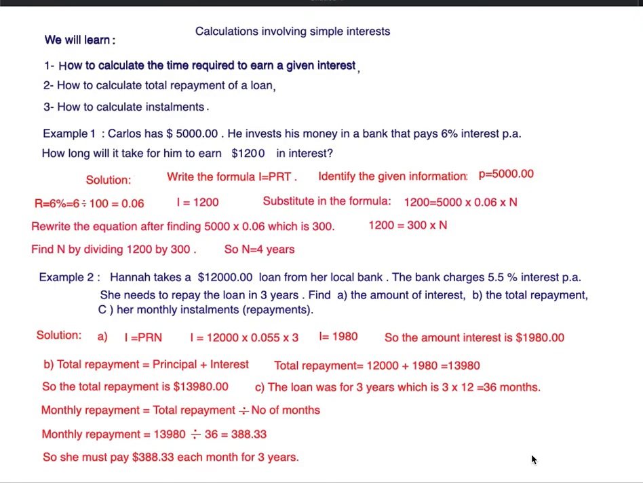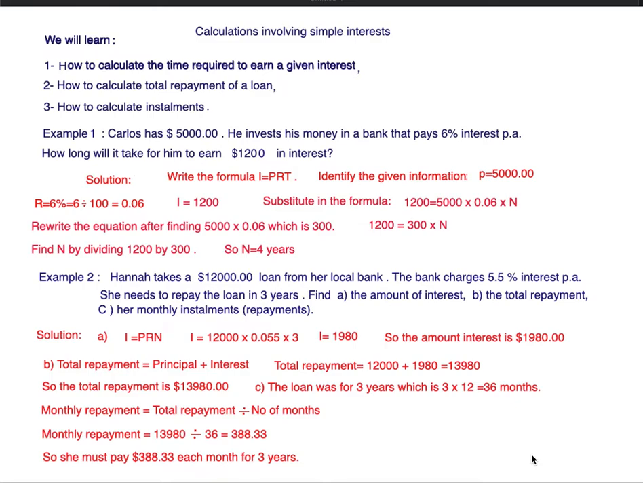Hi there. In this lesson, we will be looking at calculations involving simple interest and how we can use the formula for simple interest to do a number of calculations. Specifically, we will be looking at three different things.